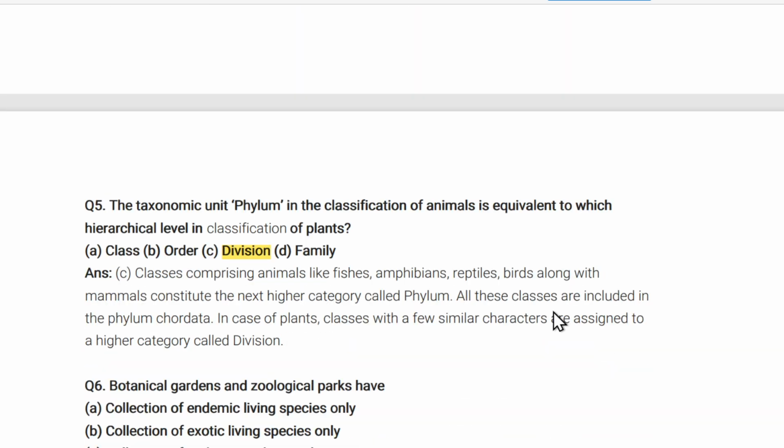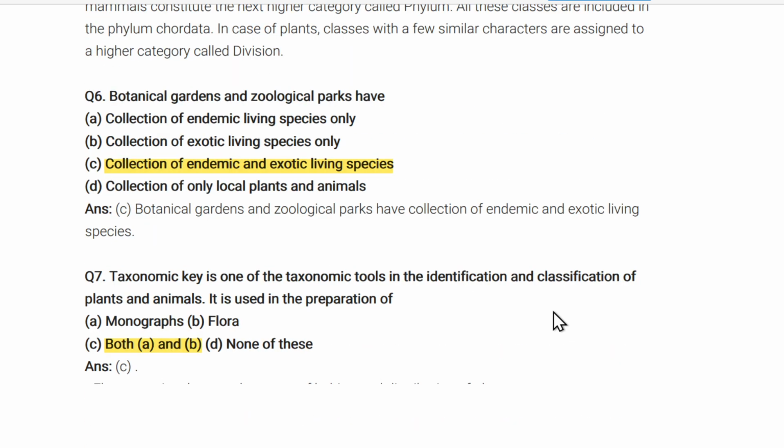Question number 5. Taxonomic unit phylum in the classification of animals is equivalent to which hierarchical level in classification of plants? Answer. Taxonomic unit phylum in the classification of animals is equivalent to division in classification of plants.